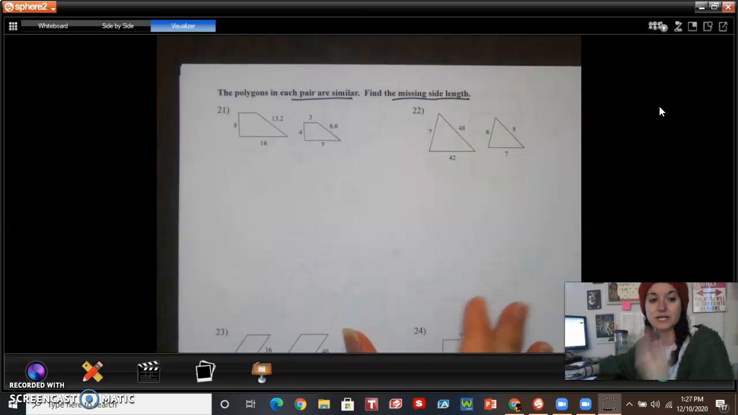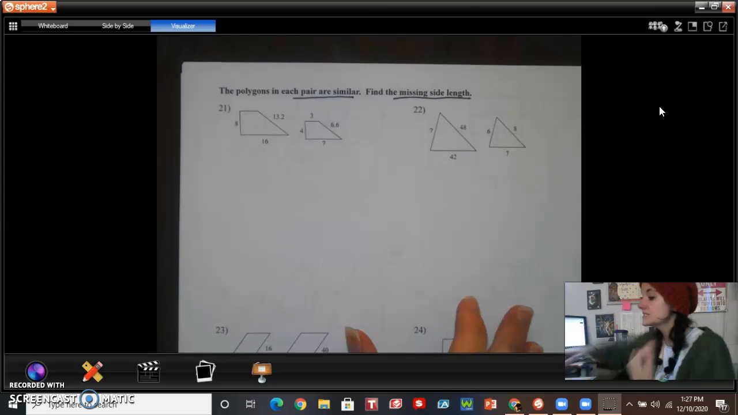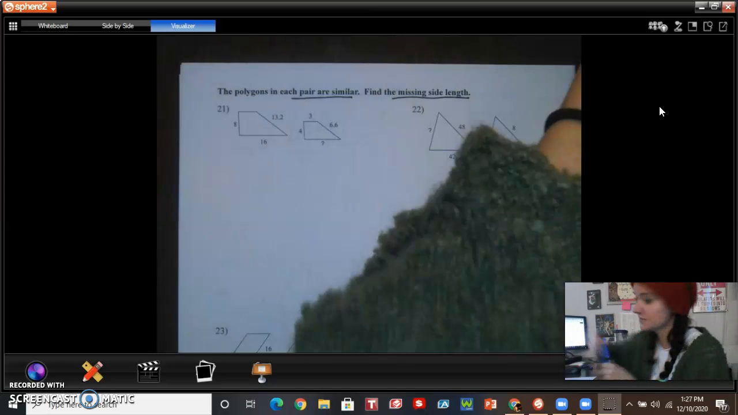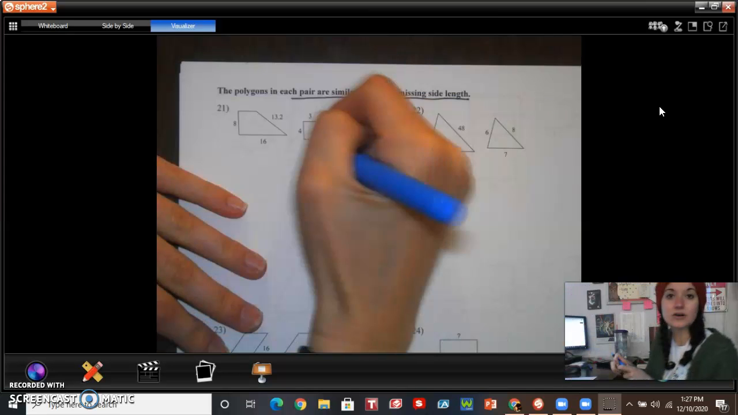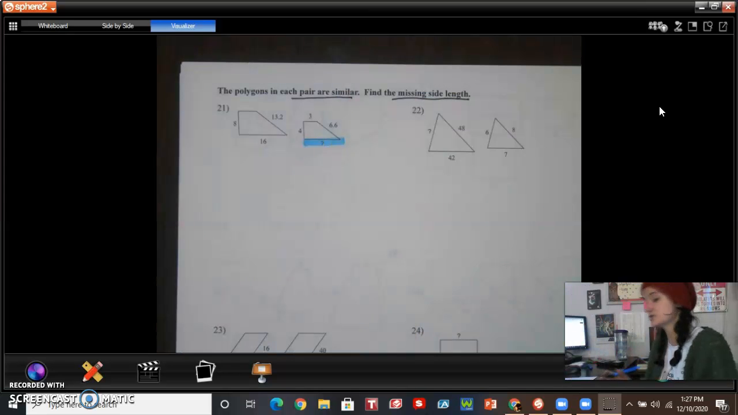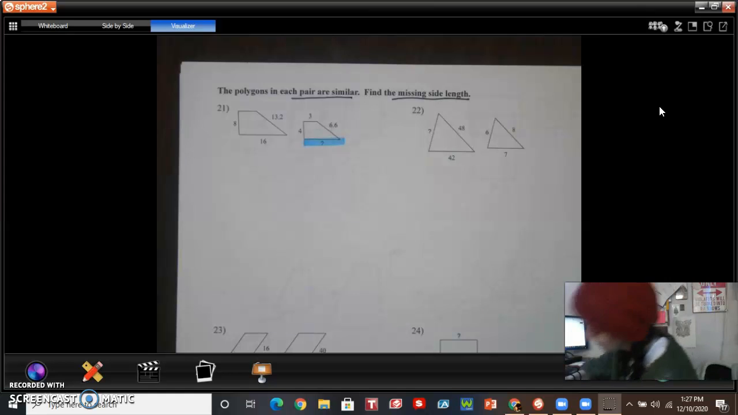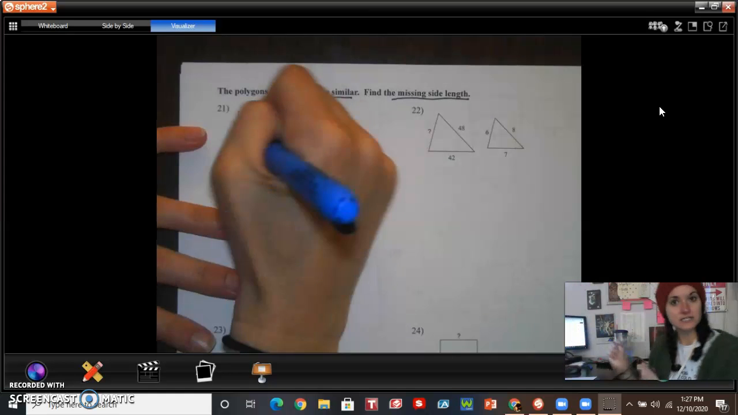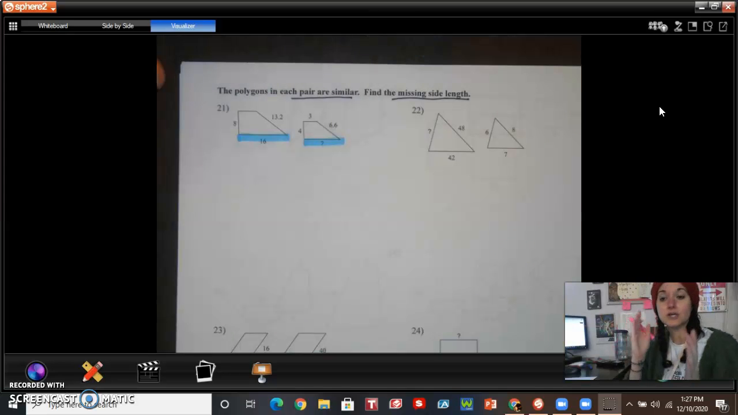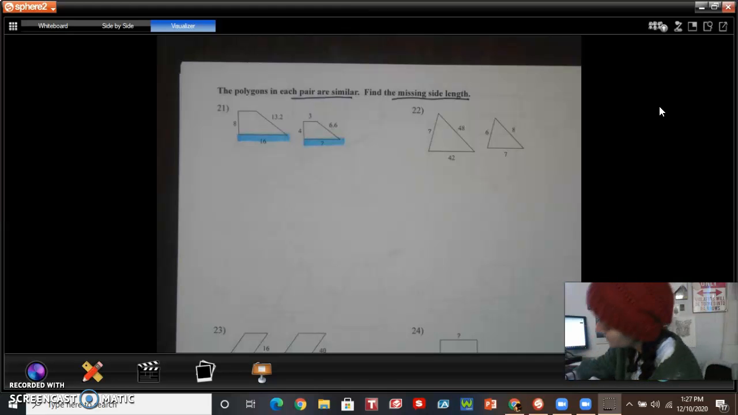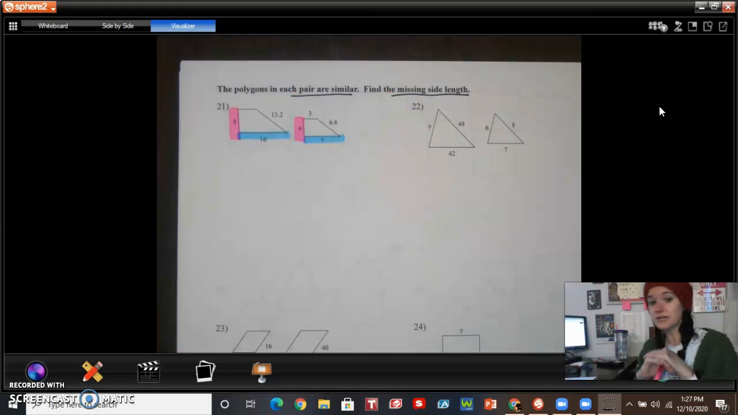Now all I need to do is find another side length that is corresponding. And this side is 8. That is all you need. It doesn't matter anything else on the figure. You just need your unknown side and its corresponding side, and then just one more set. Because here's what we're going to do. We're going to say, all right, question mark over 16 is equal to 4 over 8.